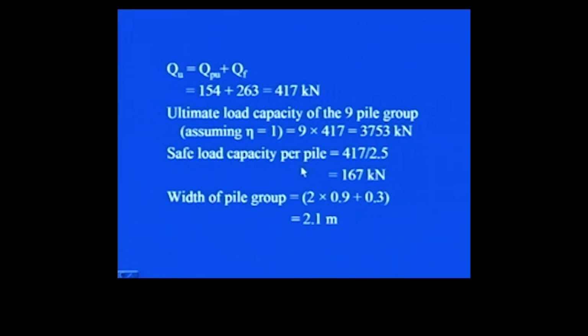Then how can you find out the safe load capacity per pile? Simply you have to divide by a factor of safety of 2.5. So this is per pile I am finding out. That is 417 by 2.5, which will result into 167 kilonewton.